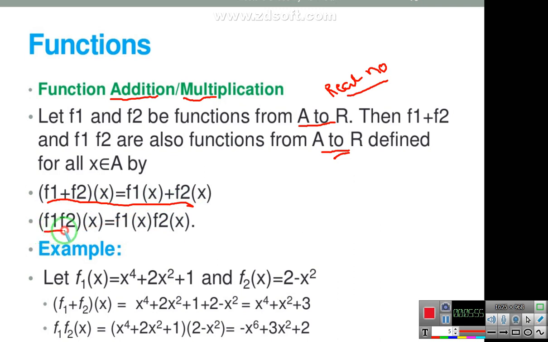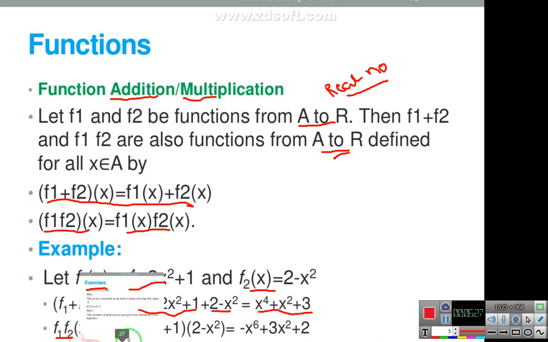And you can also multiply like this. This is your example now. f1 is equal to x power 4 plus 2x square plus 1, and f2x is equal to 2 minus x square. Simple. You can add it, f1 plus f2x like this. Both are the same way. So this is your f1 and this is your f2, and your result is x4 plus x2 plus 3. Just simple addition. Nothing is confusing.